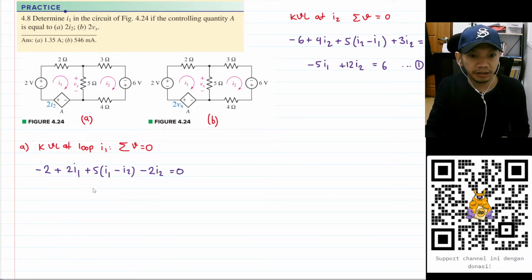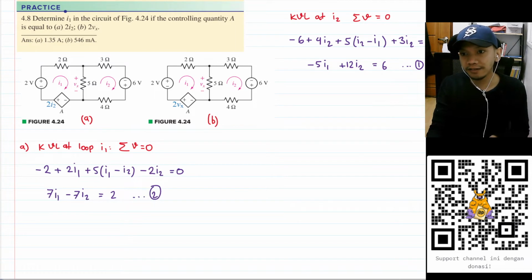And let's do a little math here. So for I1, I will have 7 I1, because 2 plus 5. And for I2, I will have what? Minus 5 and then minus 2. So I will have minus 7 I2. And then on the right-hand side, I will have 2, because I'm moving this one to the right-hand side. So I will have this as equation number 2.